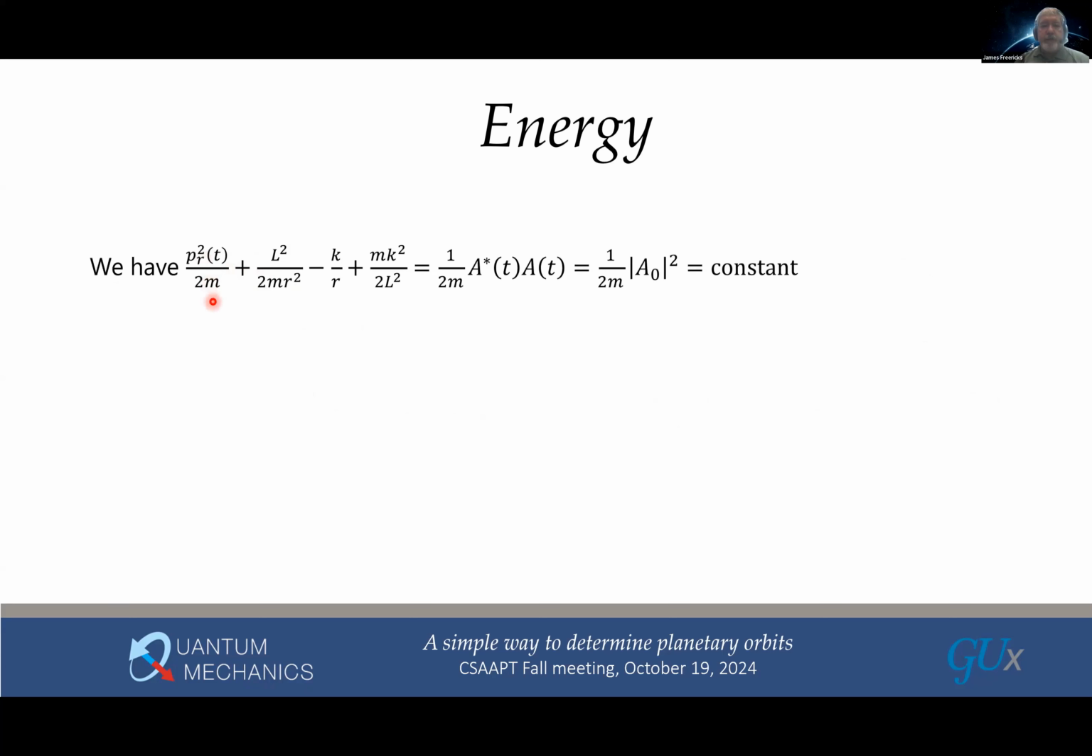The energy is PR squared over 2m plus L squared over 2m R squared minus K over R. If I add this constant, that is actually what 1 over 2m A star times A is. So the energy is related to A star times A. This is equal to A star times A because the e to the i theta and e to the minus i theta will cancel, and it is just 1 over 2m, which is A0 squared, which is a constant. So if I move this constant to the other side, you can see that it's going to tell me that my total energy is conserved. So you automatically get energy conservation in one line using this approach.